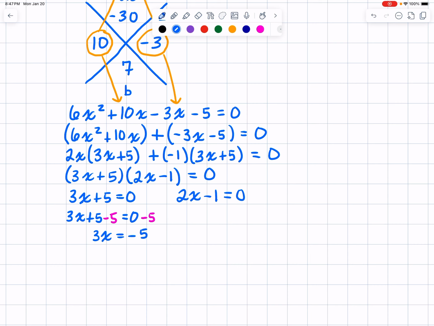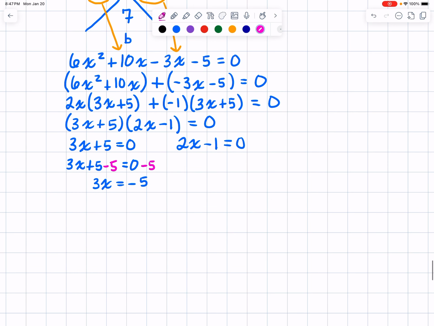Now we're going to want to multiply both sides by 1/3. So 1/3 times 3x equals 1/3 times negative 5.